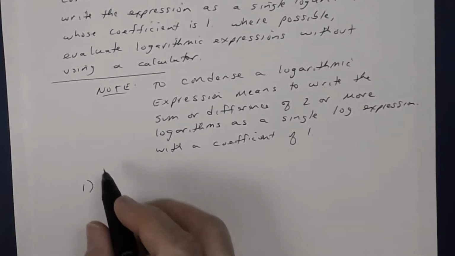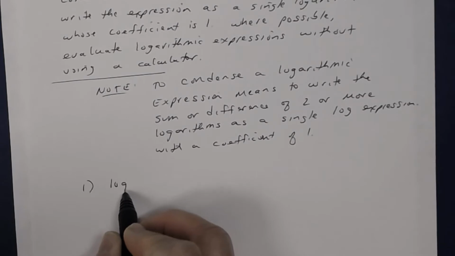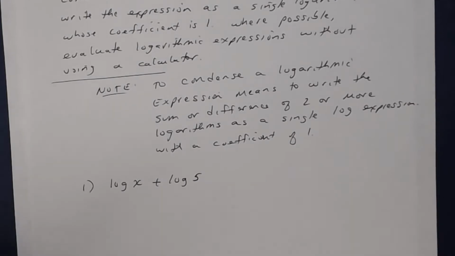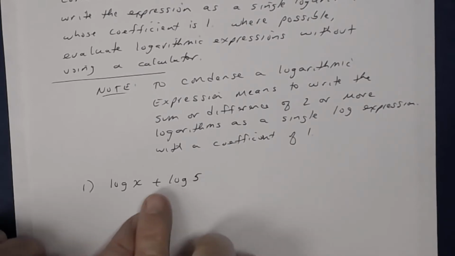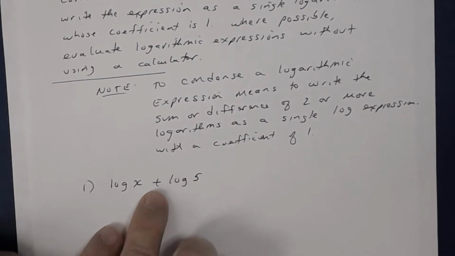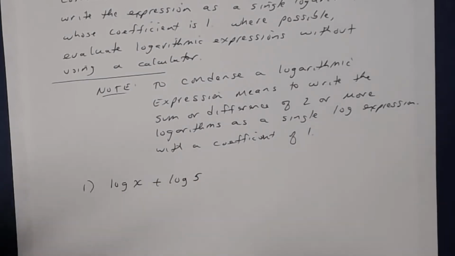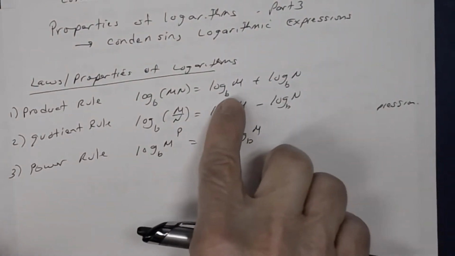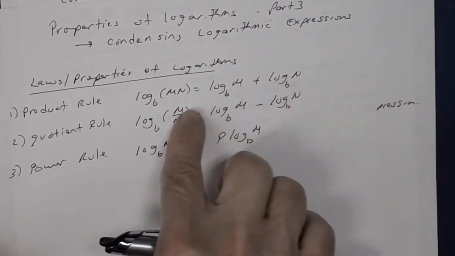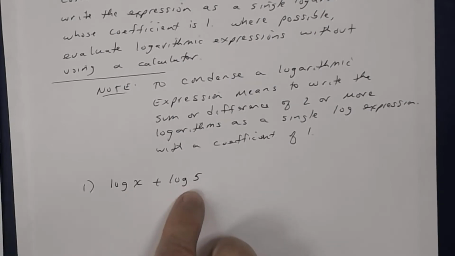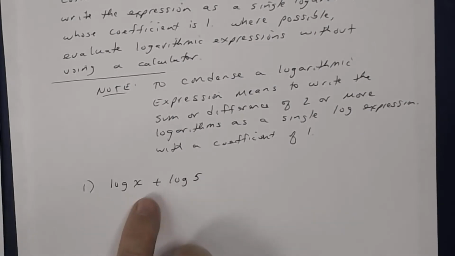Let's suppose we had the log of x plus the log of 5. Okay? All right, so I want to condense this. It's in expanded form. I want to write it as a single logarithm. So remember, when you're taking the sum of two logs, and keep in mind that whenever you're condensing, you better make sure that the bases are the same. So if this was log of x and this was log of 5 base 6, you couldn't condense this. The logs have to have the same base.